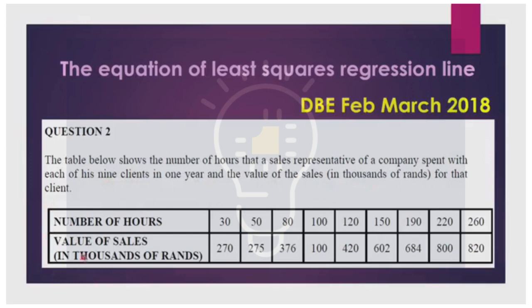So we're given this table. There we have our number of hours: 30, 50, 80, 100, 120, and so the story goes. And here we have the value of sales in thousands of rands. Please don't forget that detail, that's important: in thousands of rands. So how do we go about this?